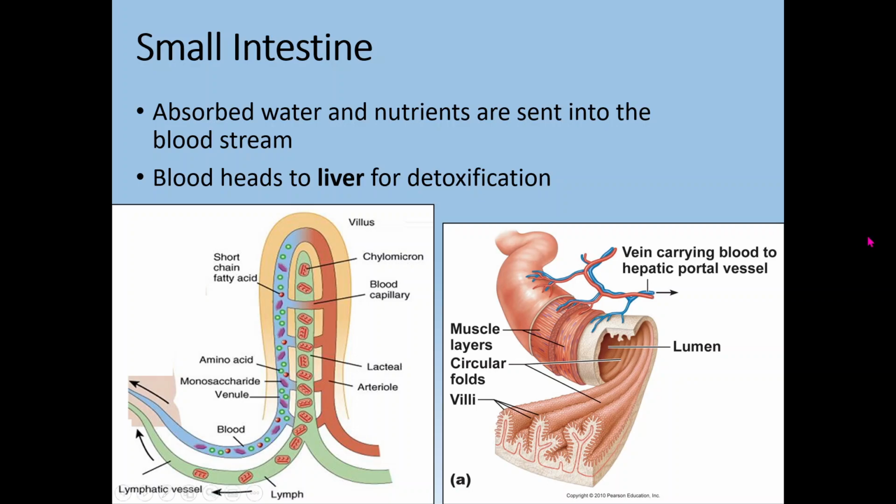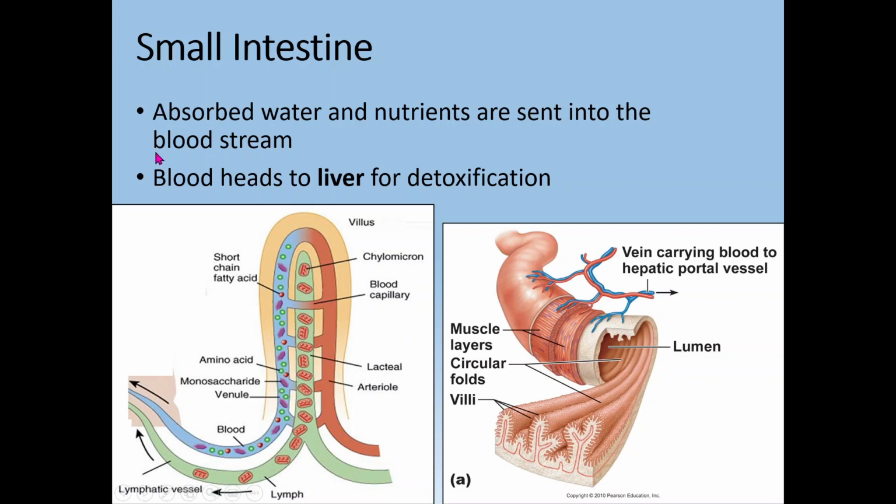Okay. So the small intestine takes whatever water and nutrients it's absorbed. It's going to send it into the bloodstream. Now, these absorptive cells aren't super picky. They don't have their own mechanism for filtering anything. They just take whatever they can absorb from the food and put that into the vasculature, into the bloodstream.